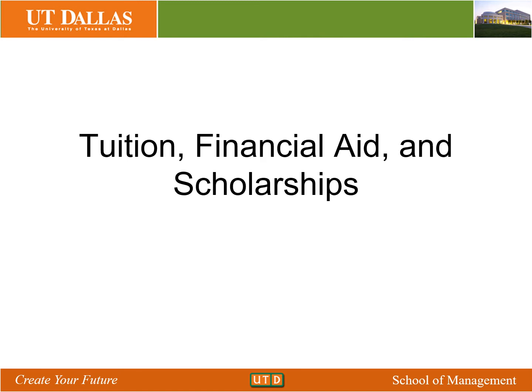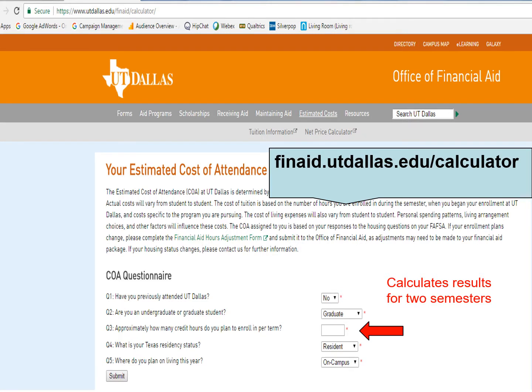Tuition, financial aid, and scholarships. We often get asked the question, well, how much will this whole program cost me? And we're unable to answer that question because each student is different. The biggest differentiator on cost: are you a Texas resident or not? And how many credit hours are you going to take per semester? The more credit hours you take, the lower your cost per credit hour.